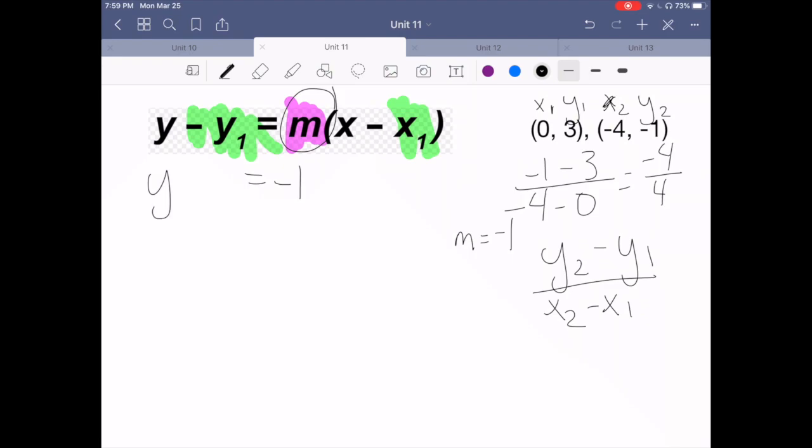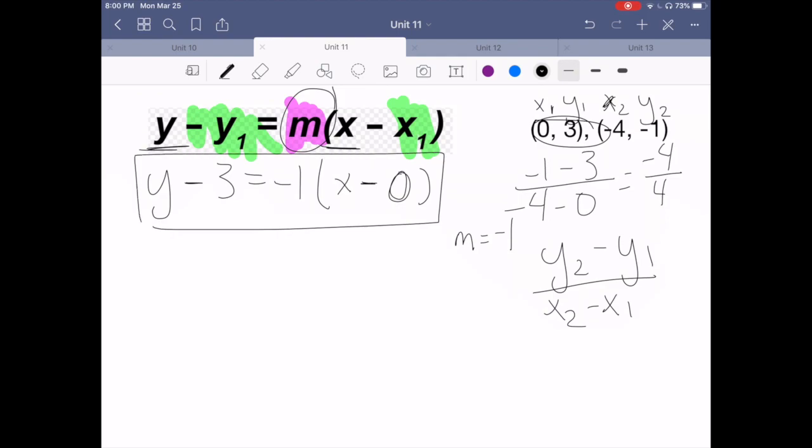And anywhere it's highlighted, we're going to leave a blank. But those things that are not highlighted are going to stay. So this and this, those are always going to be in there. It's just x and y. Then we just plug in our point, our x1 and our y1. We have them right here. And that's it. That's how you plug this in. So we have y minus 3 equals -1, parentheses, x minus 0.